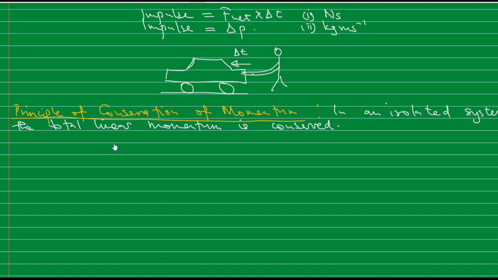Some texts put it as follows. When objects collide, the total linear momentum before collision is equal to the total linear momentum after collision, provided there are no external forces acting on the objects.